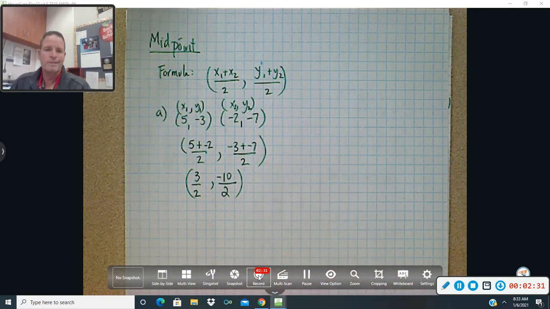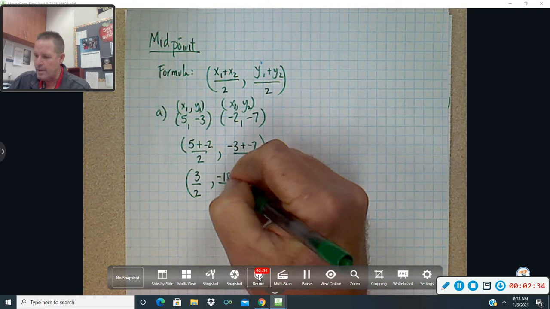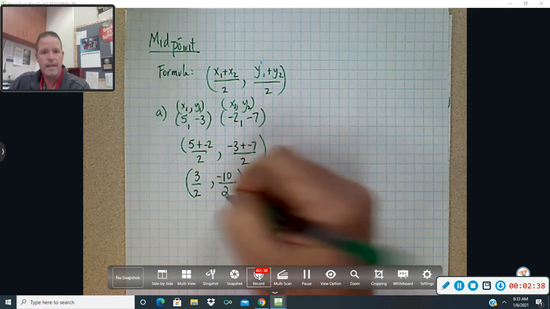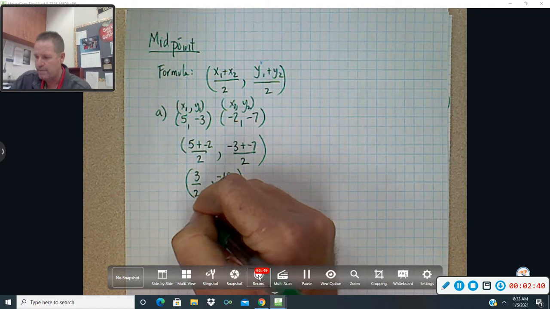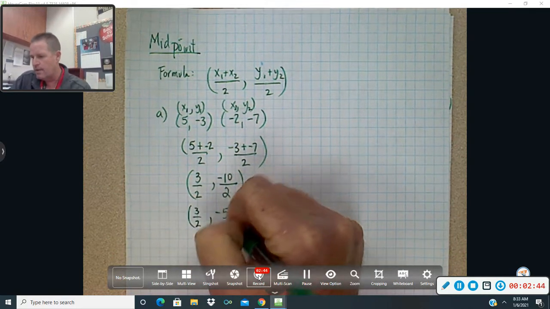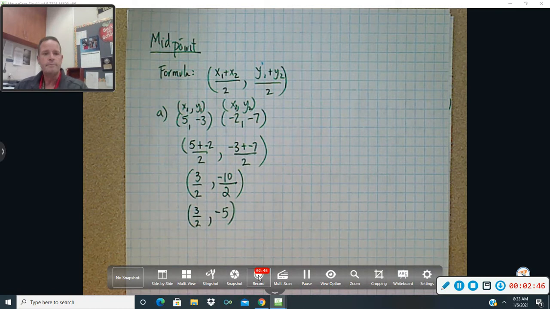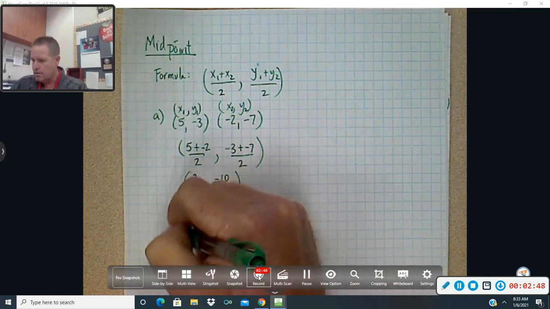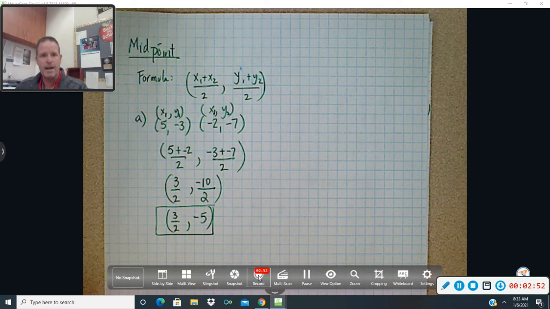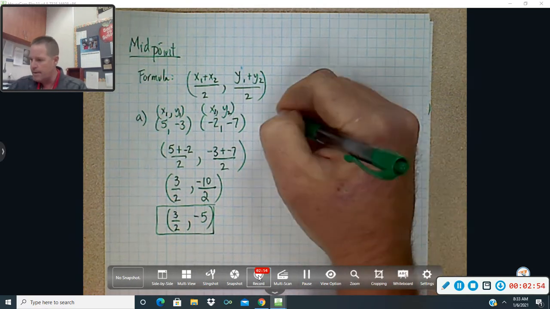Now, you don't want to leave that one that way, because you can actually divide negative 10 divided by 2. Negative 10 divided by 2 is negative 5. So my answer here is 3/2, negative 5. And there's the answer for your midpoint. Okay? Again, add the x's, divide by 2. Add the y's, divide by 2.